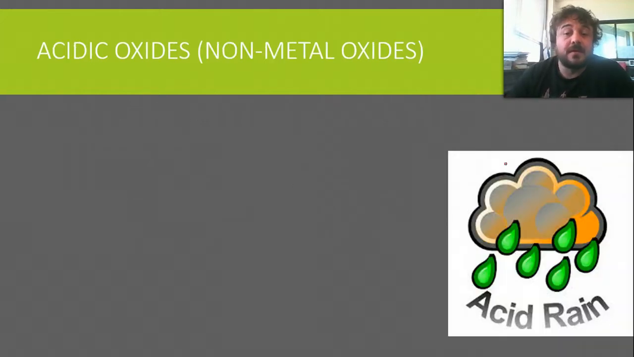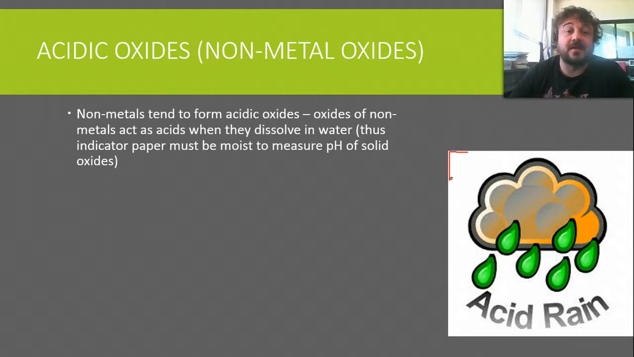Cool. All right, acidic oxides. So metal oxides are basic, non-metal oxides are acidic. And we see this down here. This has not been the hugest problem in your lifetime, but just a generation previous, acid rain was essentially happening across the globe because sulfur was being pumped from factories and burning of coal into the atmosphere. So nonmetals tend to form acidic oxides. In other words, oxides of nonmetals act as acids.